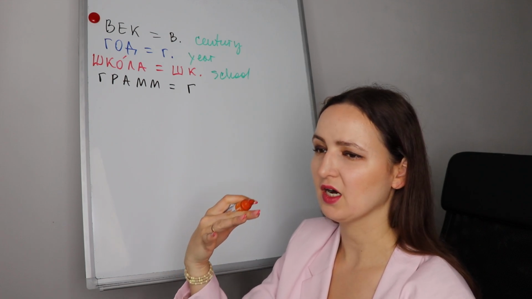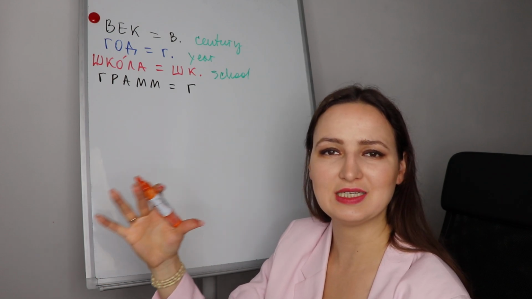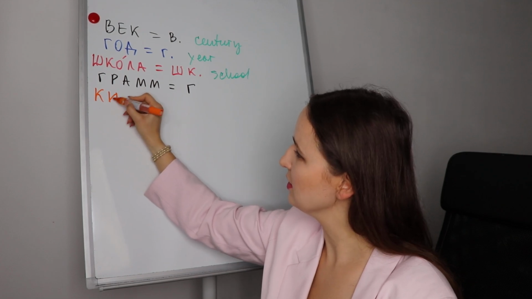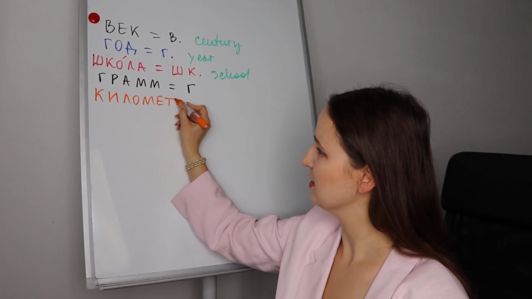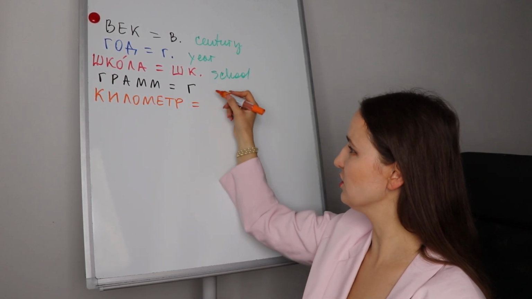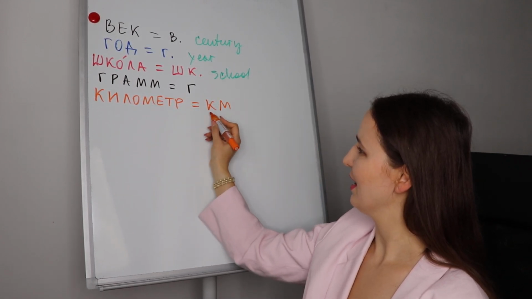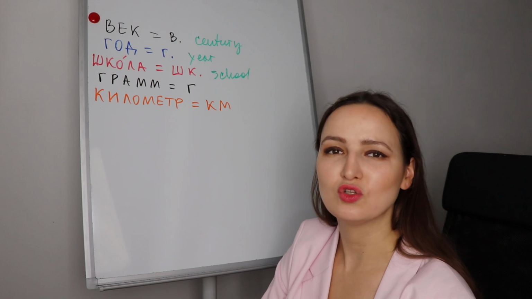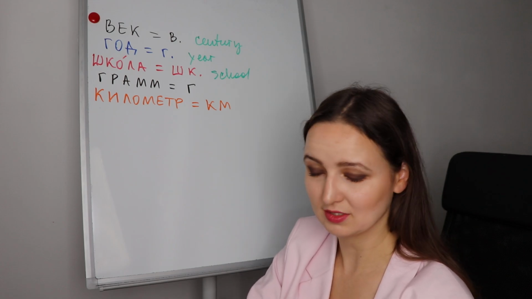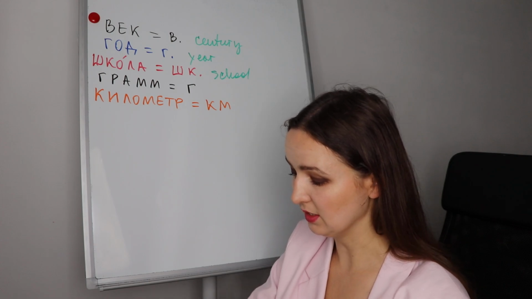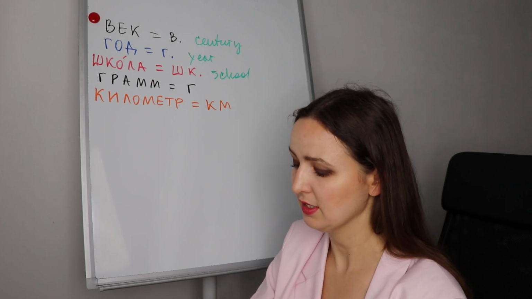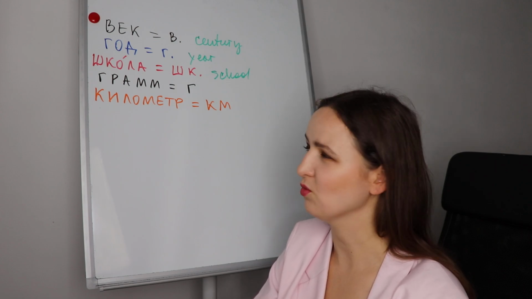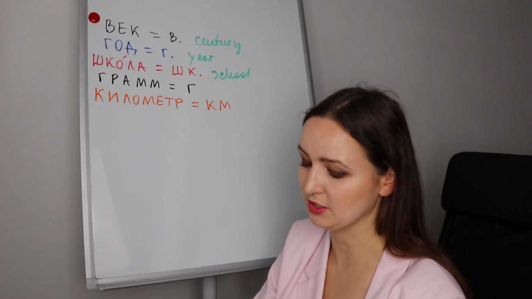Kilometer, we measure distance with kilometers. And we write it like that. And we abbreviate it with K and M. Km. Without dot. Kilometer. So we measure distance in kilometers. I know that in America, I think they measure it in... I can't remember in what, but in Russia we measure in kilometers.